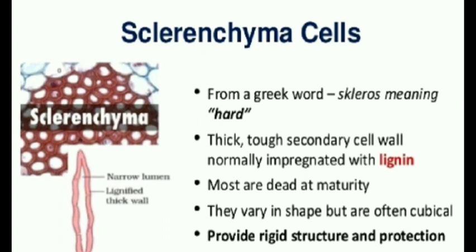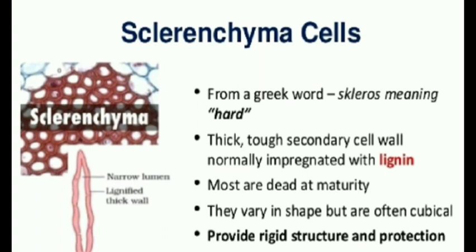Thick, tough secondary cell wall, normally impregnated with lignin. That means filled with a substance called lignin. This substance provides rigidity to the stem. Let's move on to the nature or structure of sclerenchyma tissue.